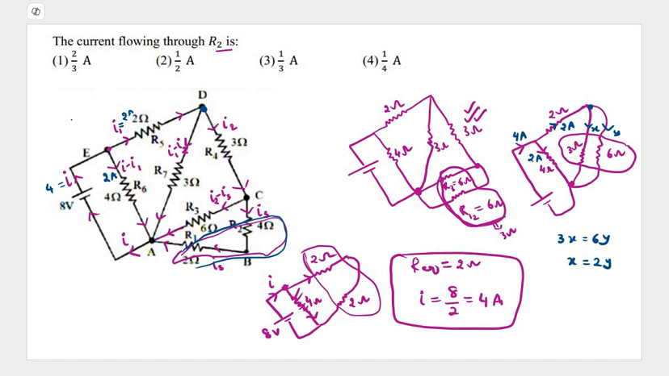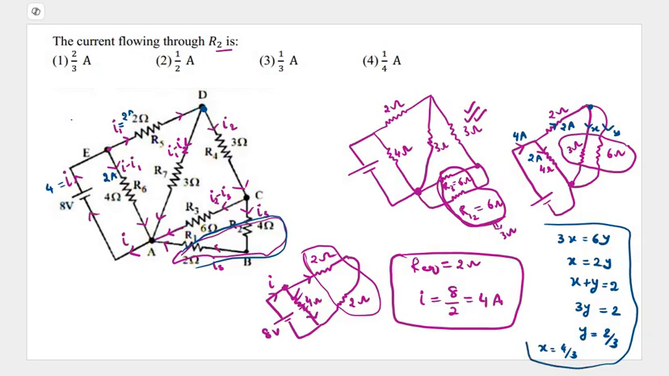Then obviously X plus Y will be 2 amperes. So that means 3Y will be equal to 2 amperes. Y is equal to 2 by 3. So definitely X will be equal to 4 by 3. This is what I got here.